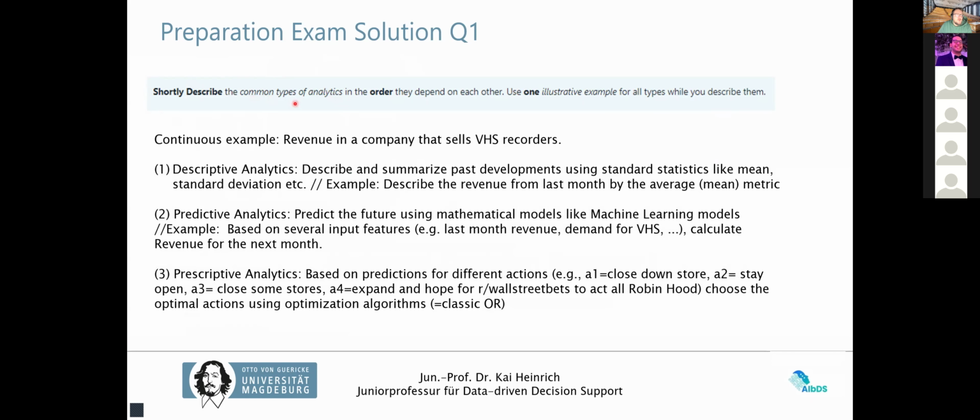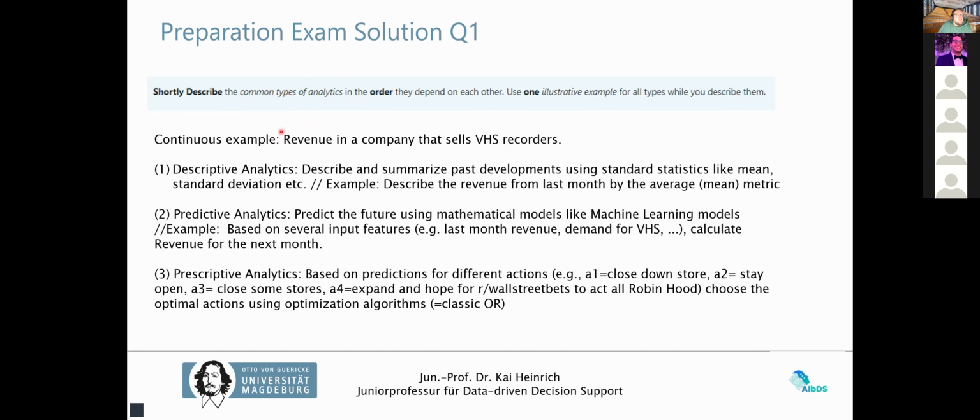Okay, shortly describe the common types of analytics in the order they depend on each other. Use one illustrative example for all types while you describe them. So there are 2 variations here. You can have descriptive, predictive, prescriptive analytics. This would be enough here, but you can also have diagnostic analytics. It's somewhere in between, and we said it's not really important. So this is why it's not a common type. However, it would be okay to put this in, because we didn't really distinguish in the lecture. So I would be okay with this, but it wouldn't get any points either way.